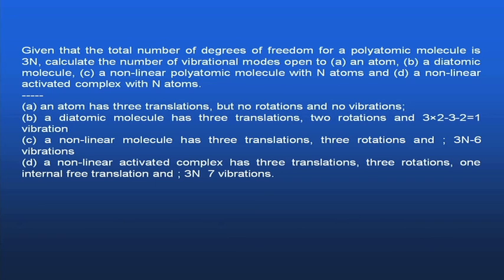So, if you apply transition state theory to find out the number of vibrational degrees of freedom remaining for an activated complex, you have to think that out of the many vibrational modes, one will be taken off, and that should be added to the translation. The one which is added to translation should not be called a direct translational mode, but it can be called an internal free translation.